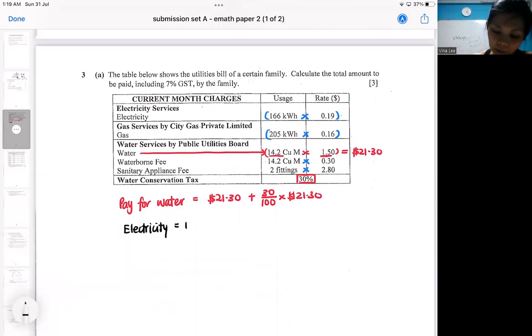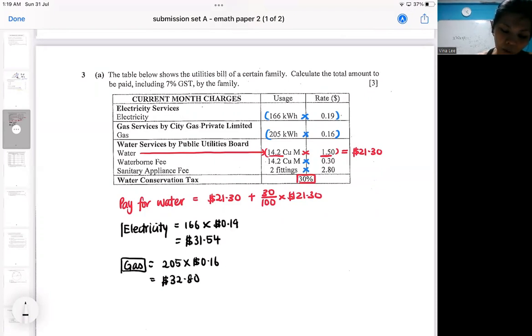What is the cost of electricity? Don't just give a 166.19. It's actually very confusing. What does that represent? That is called labeling of question. So how much is your gas? It's 205 times this. It's actually easier for your own checking as well. So this is called labeling. That means I label my working. So this is the part that I pay for the water, and then subsequently also the other fees.